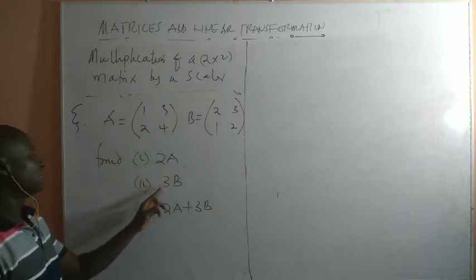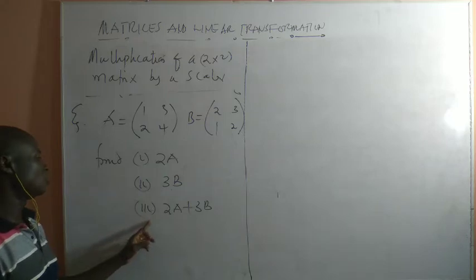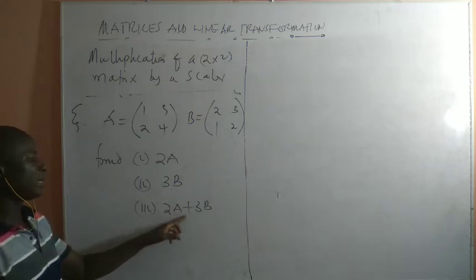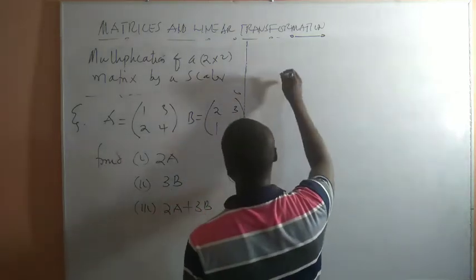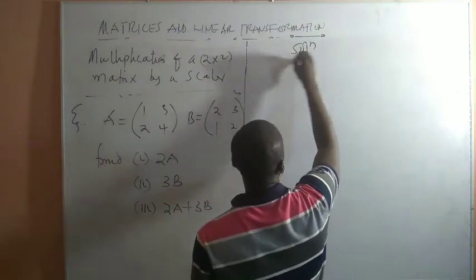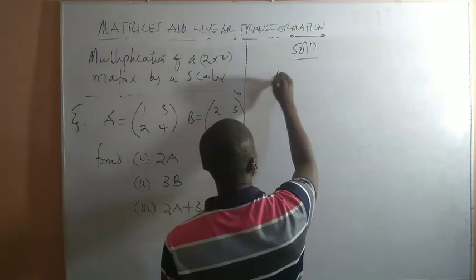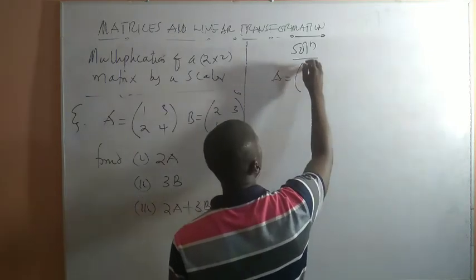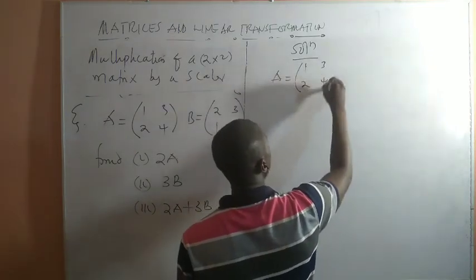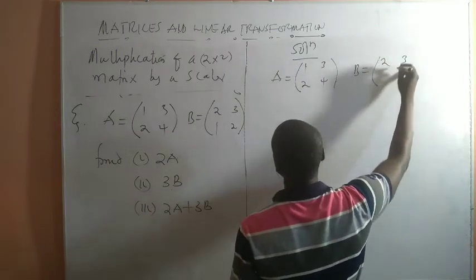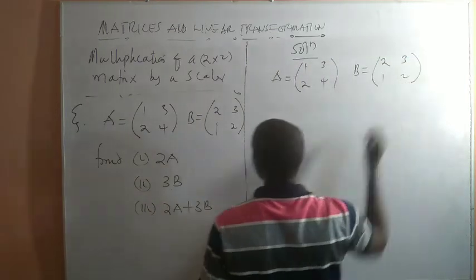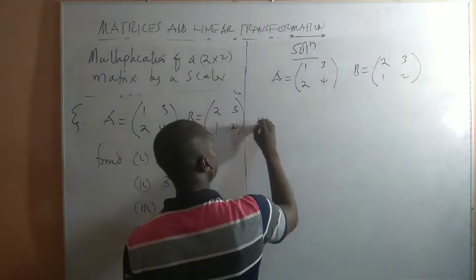And here you are supposed to multiply 3 by the matrix B, and here you are supposed to multiply 2 by the matrix A plus 3 times the matrix B. So now let's look at how best we can solve this problem. Solution: we are given matrix A from the question is 1, 3, 2, 4, and we are given matrix B to be equal to 2, 3, 1, 2. And now we are asked to find 2A.